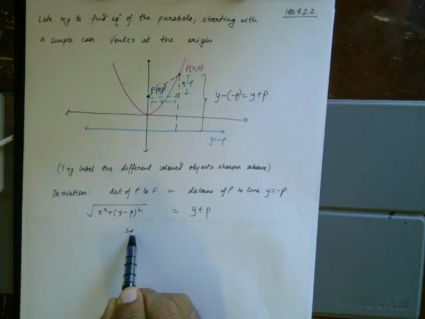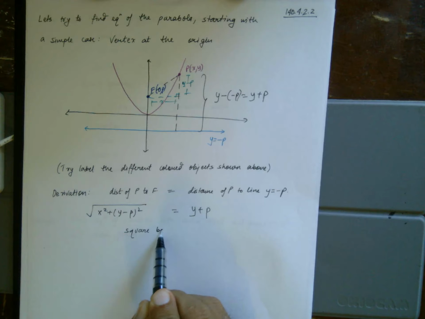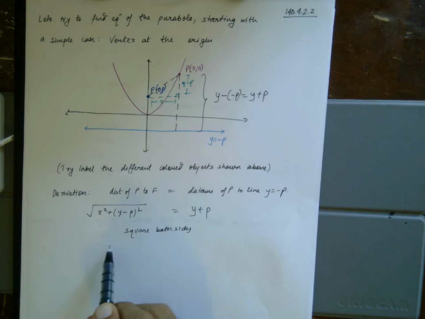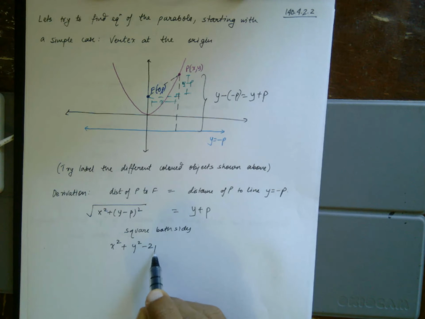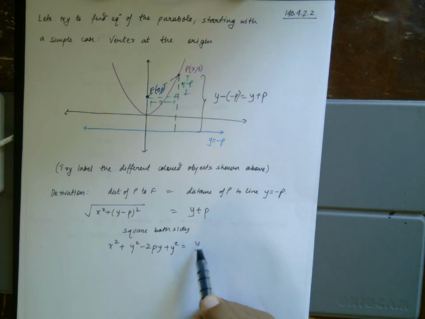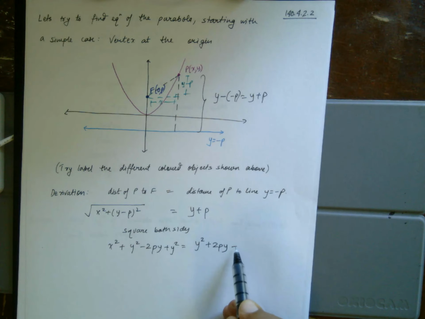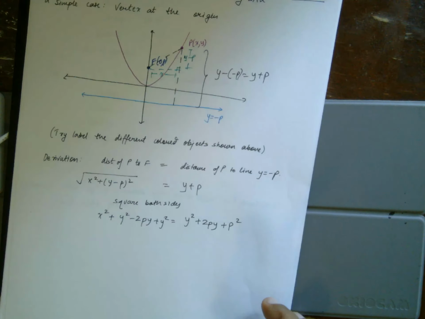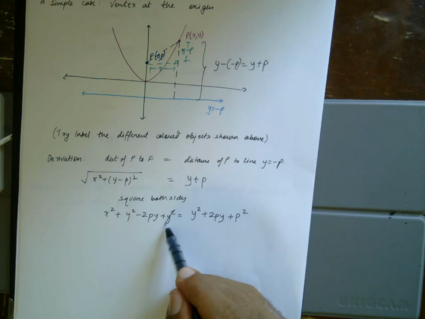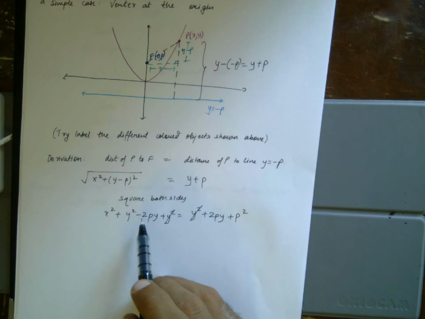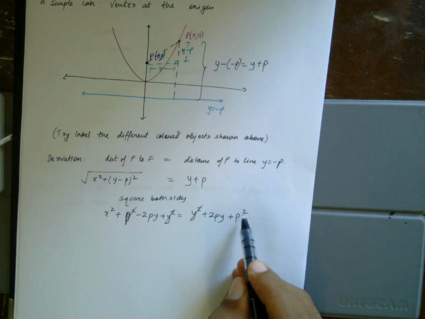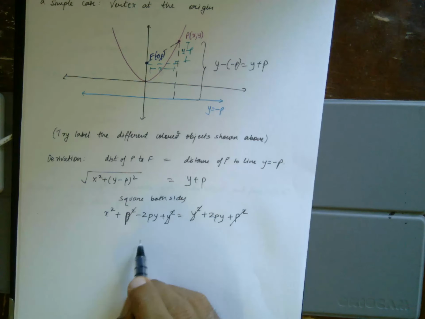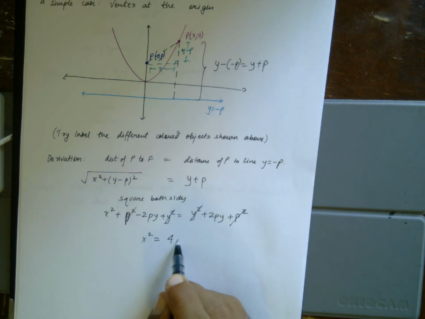So let's square both sides. I get x squared plus y squared minus 2py plus p squared equals y plus p squared, which is y squared plus 2py plus p squared. Now some of these terms cancel out. y squared minus y squared is 0. p squared minus p squared is 0. So I get x squared equals 4py.